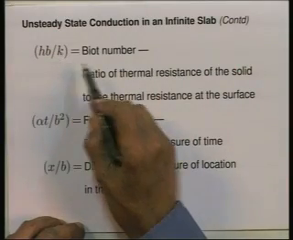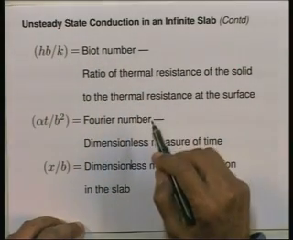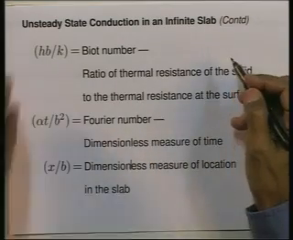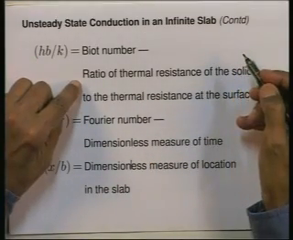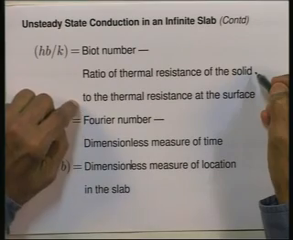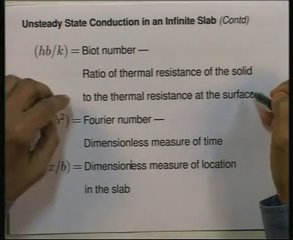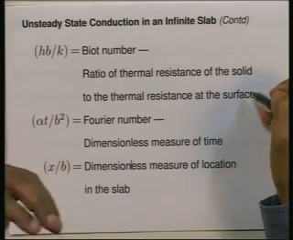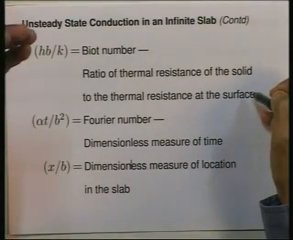The first number h b by k is called the Biot number. It is nothing but the ratio of the thermal resistance of the solid to the thermal resistance at the surface. That is all that it is. That means, if the Biot number is less, the thermal resistance inside the solid is small compared to the thermal resistance at the surface.